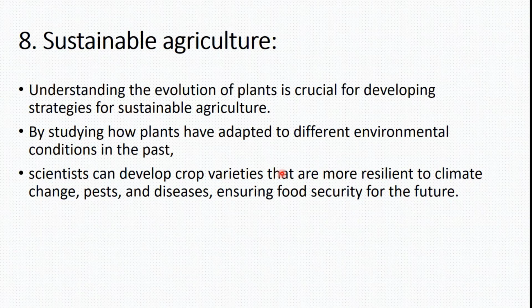So understanding the evolution of plants is crucial in developing strategies for sustainable agriculture. By studying how plants have adapted to environmental conditions in the past, scientists can develop crop varieties that are more resilient to climate change, to pests, and to diseases, ensuring food security. So, for instance, like macadamia.